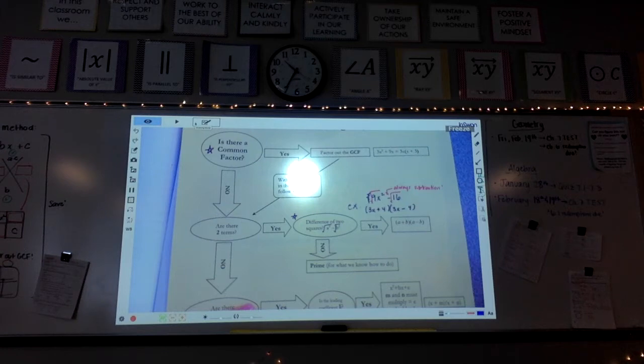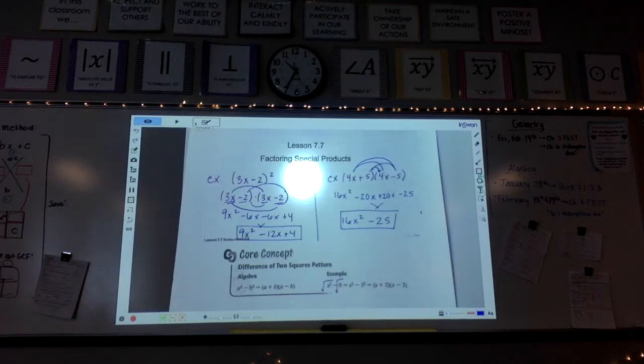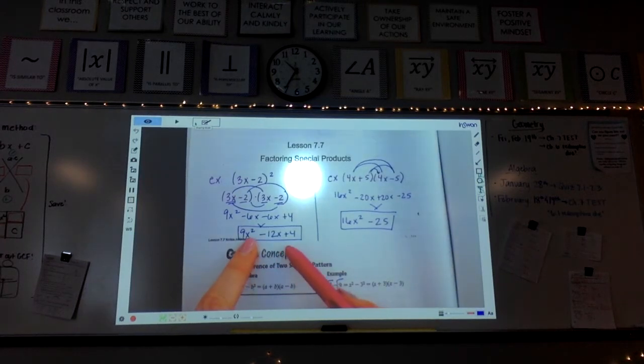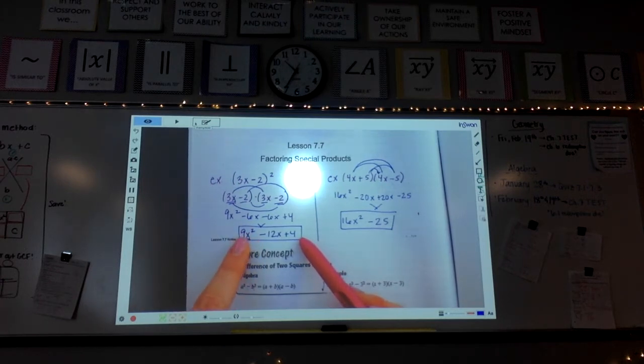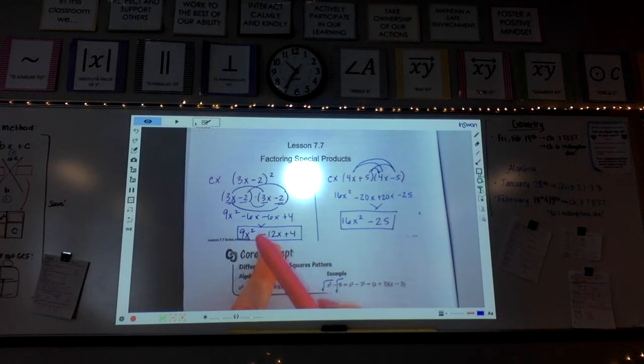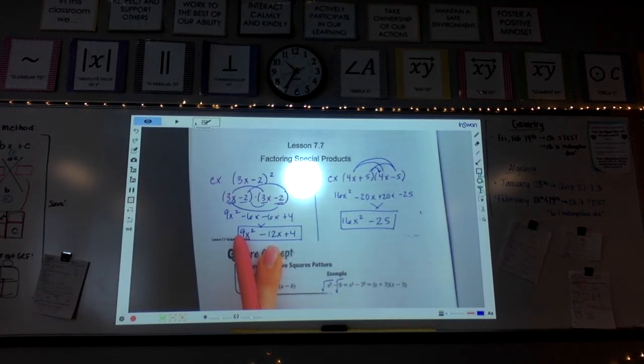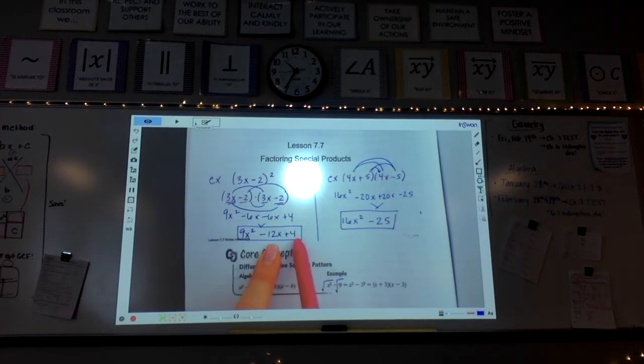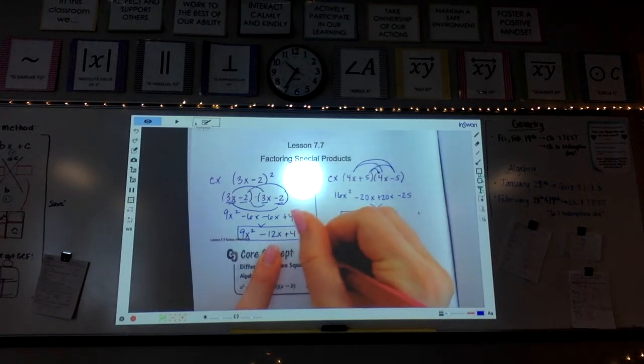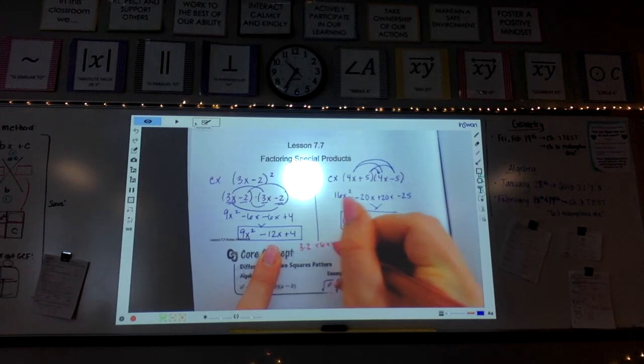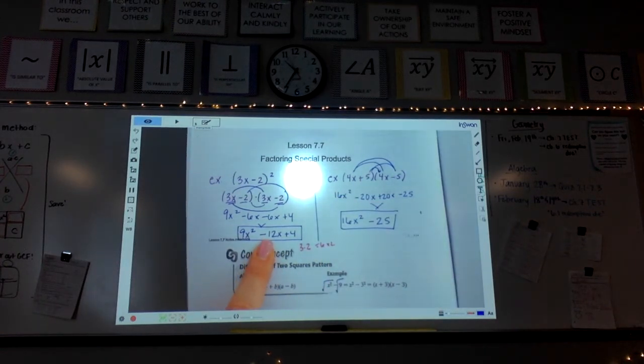May I continue? Anybody still writing? Alright, so that's going back to the first one I did over here. This one's a little bit harder to recognize. Now, the first and last term will still be perfect squares. So 9 and 4 are still perfect squares. The middle term will always be, and this is very wordy, the square root of this times the square root of this doubled. So what's the square root of 9? 3. Square root of 4? 2. 3 times 2 is 6. 6 doubled is 12. So that's how you recognize a perfect square trinomial.